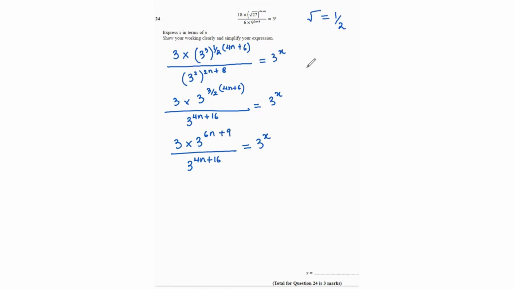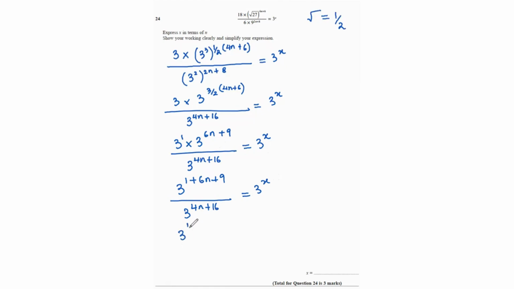If we remember, when you have similar bases being multiplied, we add the powers. So that's going to be 3 to the power of 1 plus 6n plus 9. This 3 has a power of 1. If no power is written, it's assumed to be 1. Divided by 3 to the power of 4n plus 16 equals 3 to the power of x.